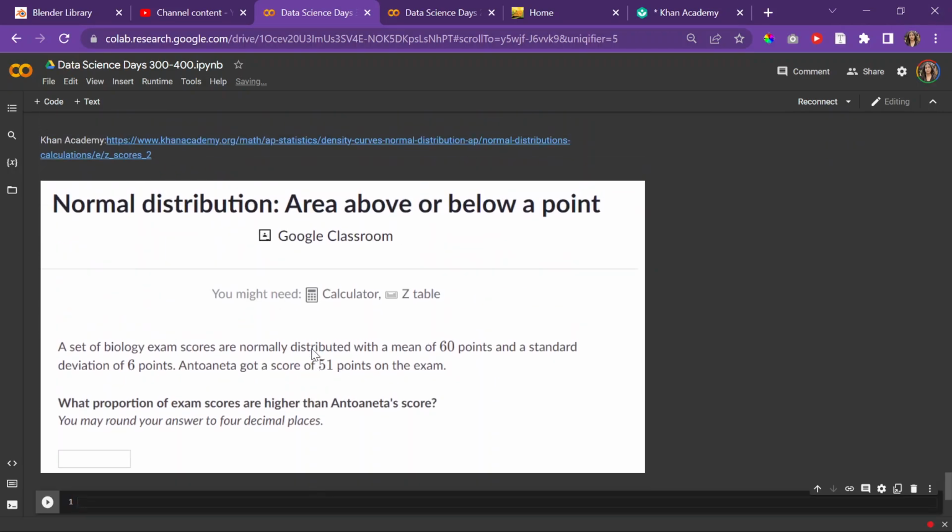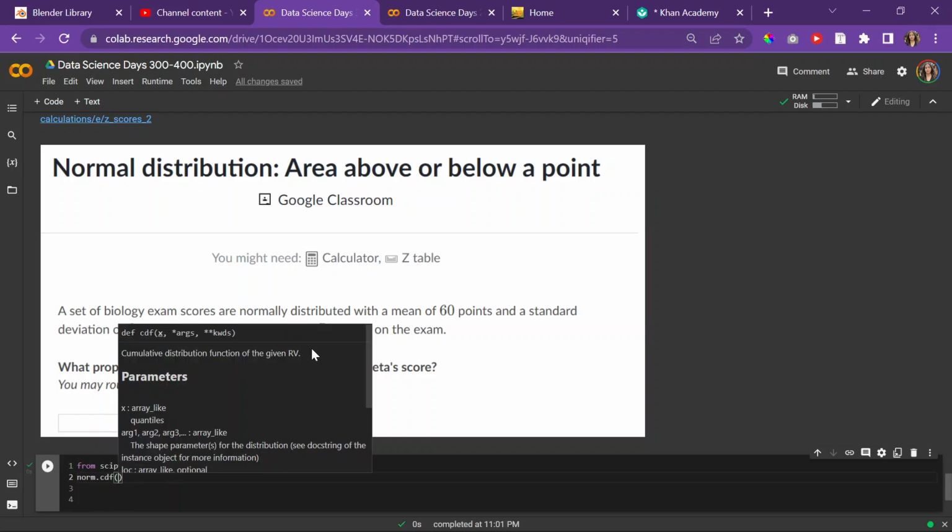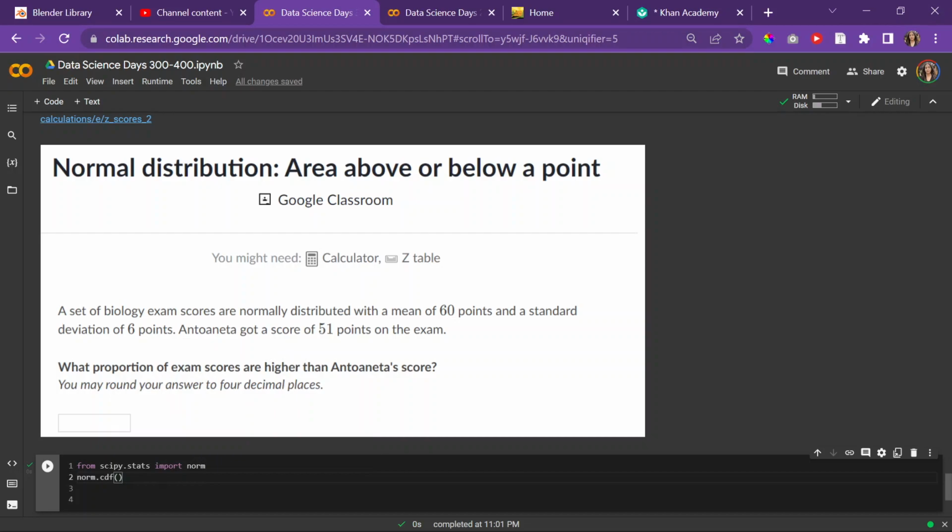To figure this out, from scipy.stats I have to import the norm function, and then I can do norm.cdf and put in my values. My x is the point or the number that I'm trying to find the proportion or area above or below. In this case, that point is Antoaneta's score. I'm just going to call her Neta's score.